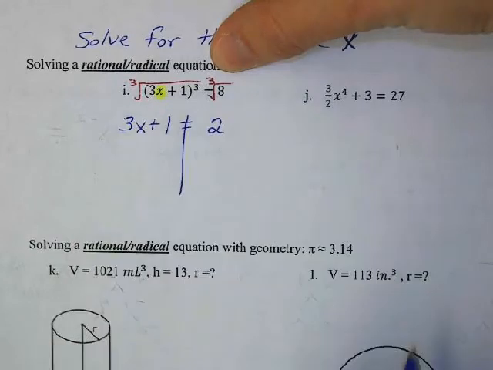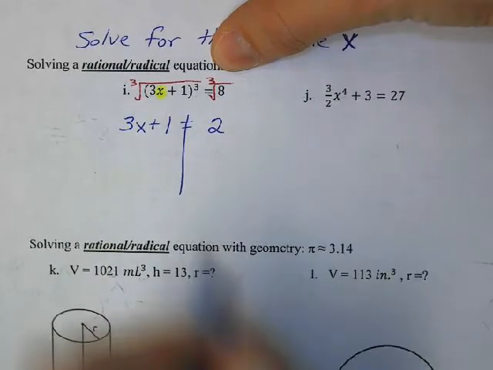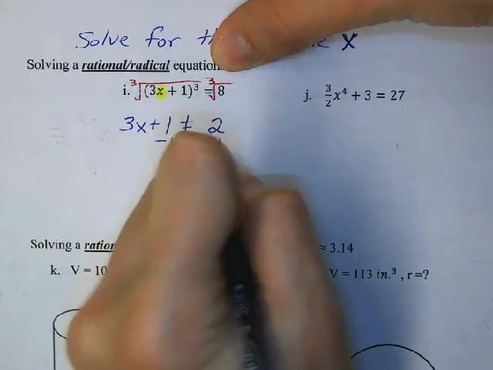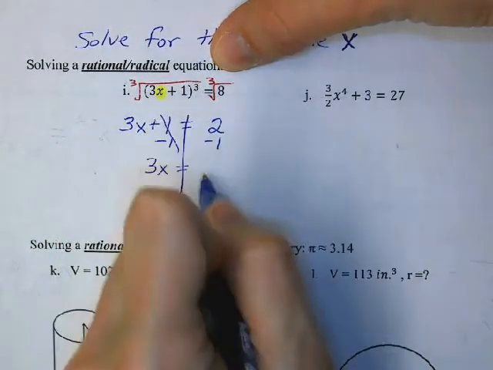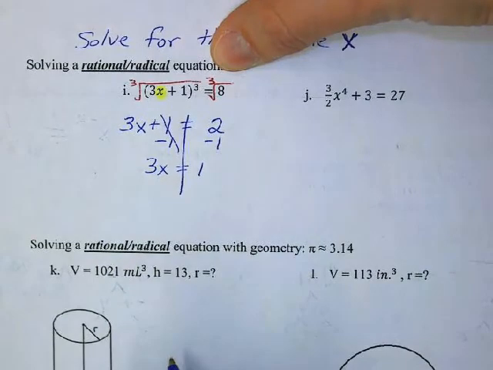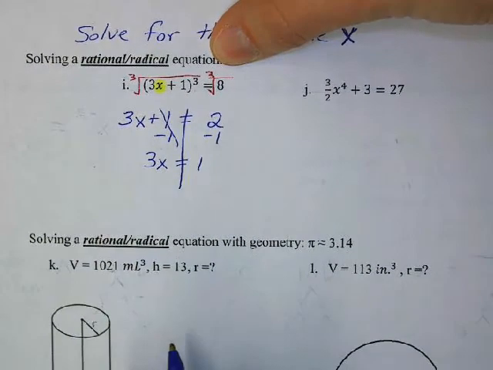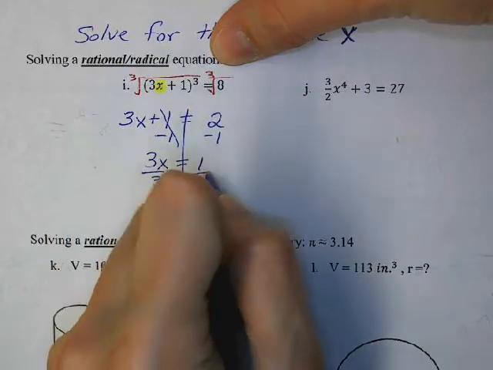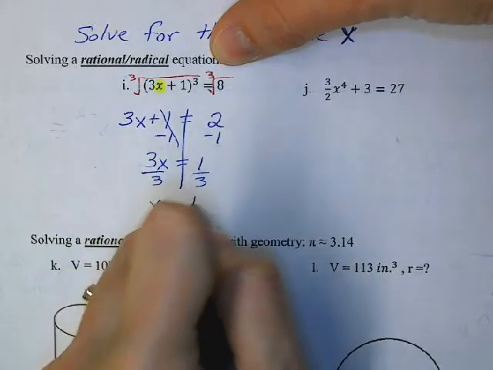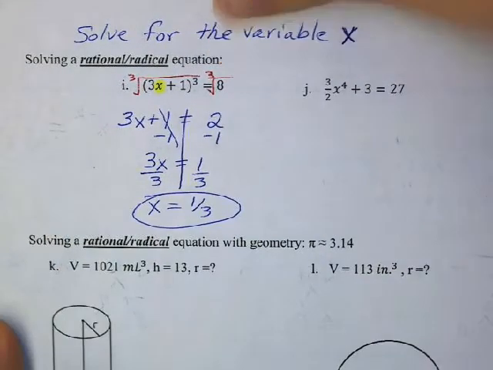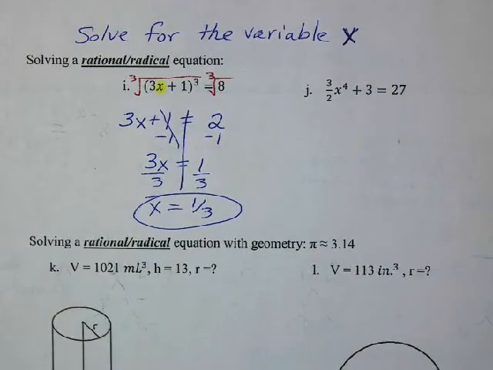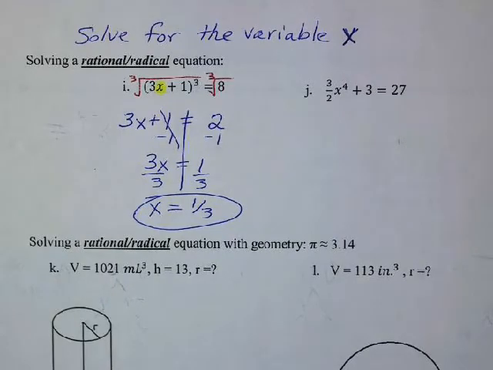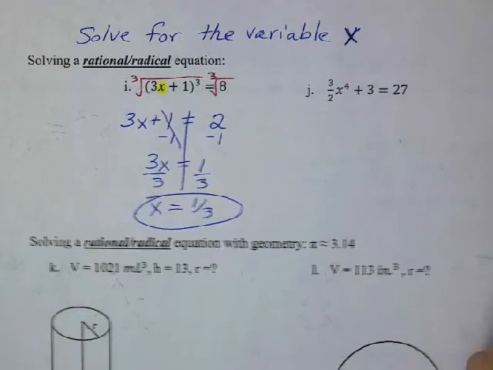Keep solving. Now what? Subtract 1. So now I have 3x equals 1. What's the next step? Divide by 3. X equals 1/3. Questions about that one? It's not too bad. You just have to undo the power. The opposite of the power is like the 3rd root.